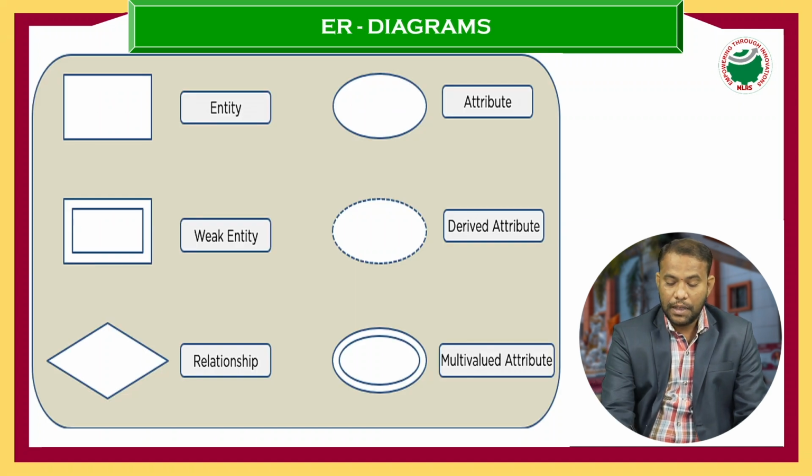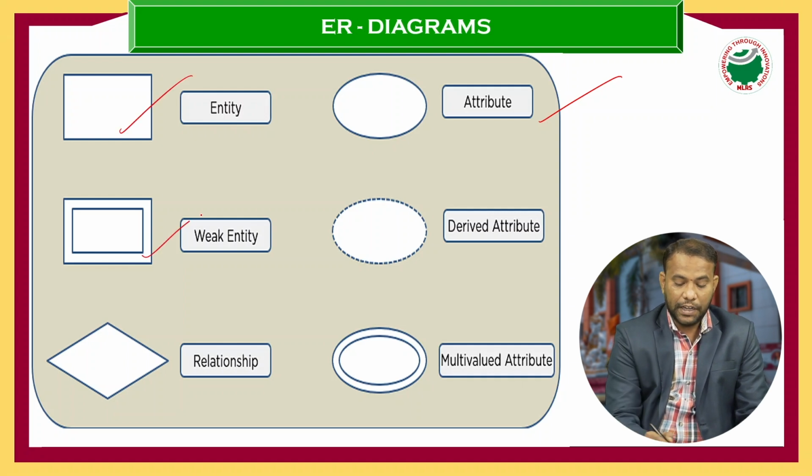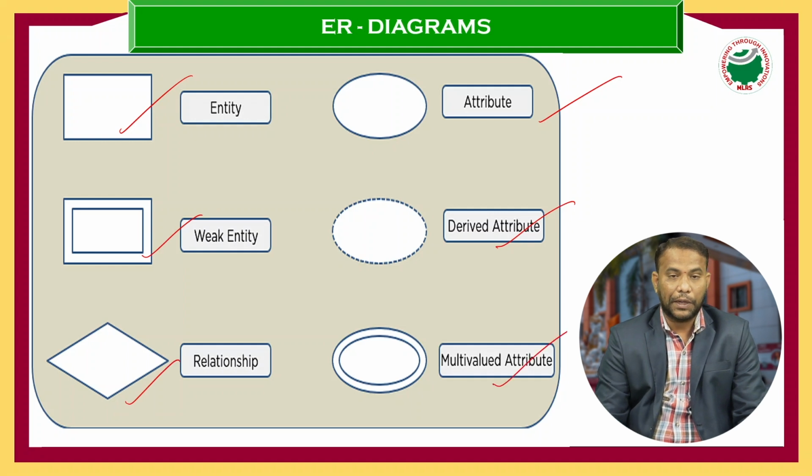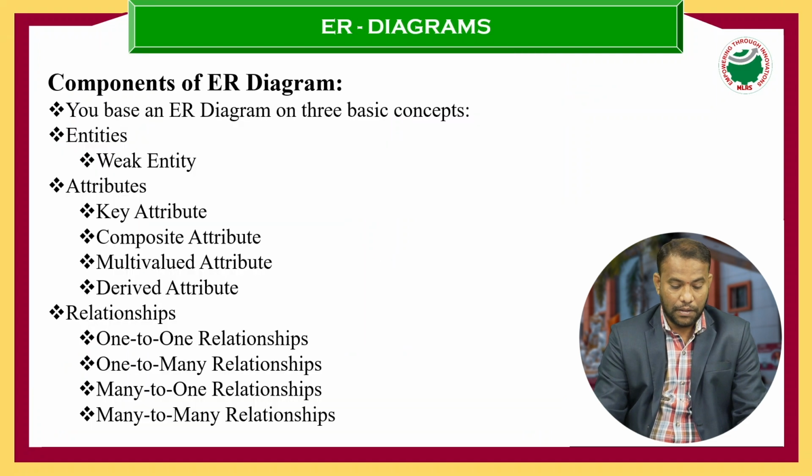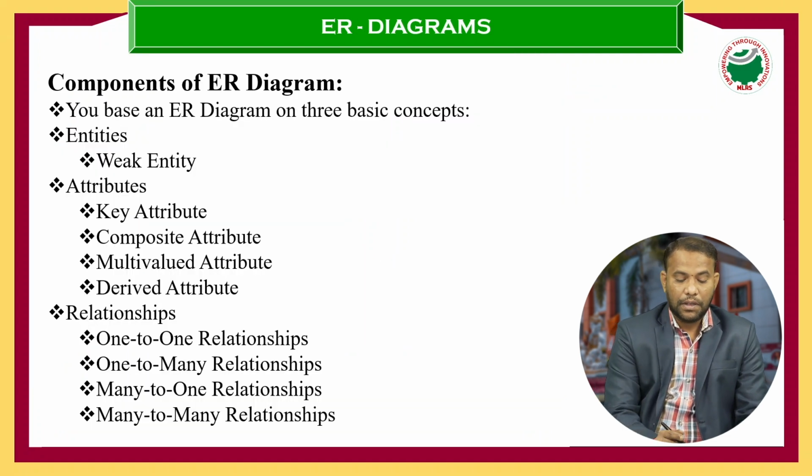So these are the ER diagram symbols: entity, attribute, weak entity, derived attribute, relation, and multi-value attribute. We are going to discuss these diagrams in detail in the next slide. Right. Next, components of ER diagrams.